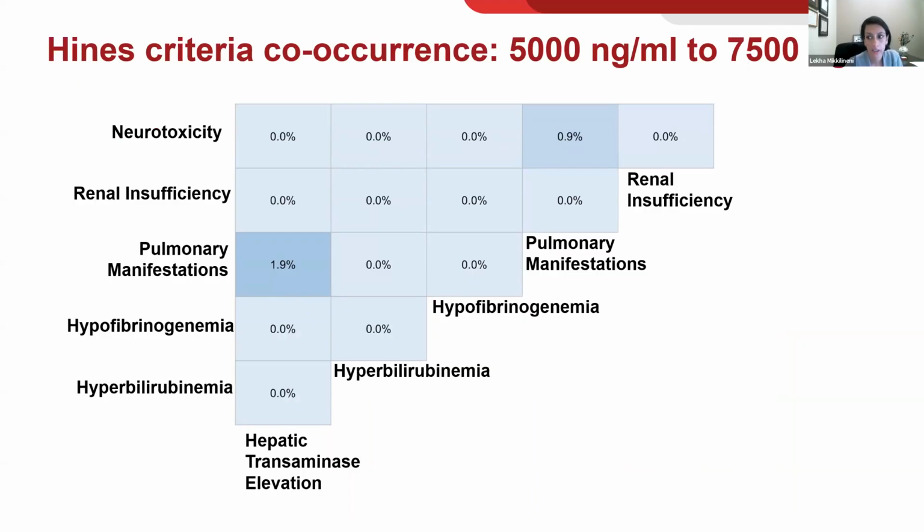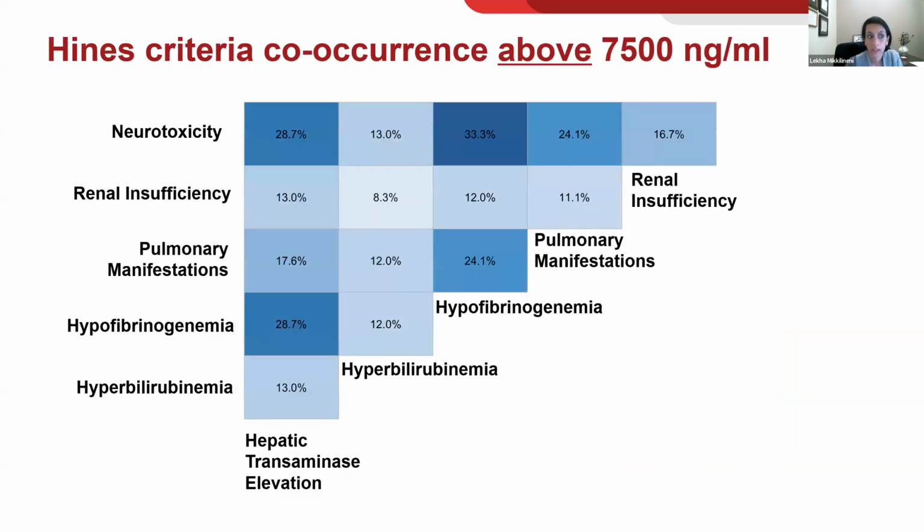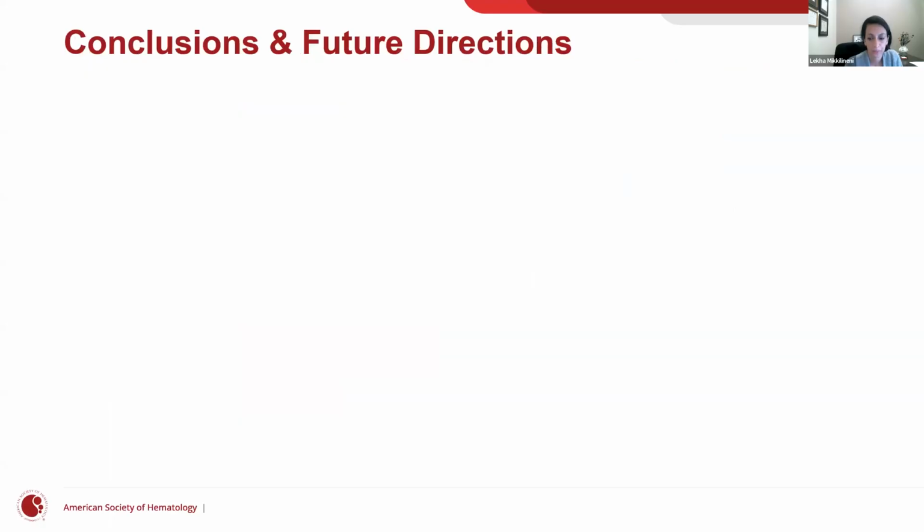And what's really striking here is that there's very little clustering that we see. In contrast, above that 7,500 threshold, we see extensive clustering, and multiple criteria are frequently occurring together, including neurotoxicity, low fibrinogen, pulmonary manifestations, and renal insufficiency. So this really demonstrates that once ferritin rises above a certain threshold, patients accumulate multiple IEC-HS criteria simultaneously, reflecting a much more systemic inflammatory syndrome.